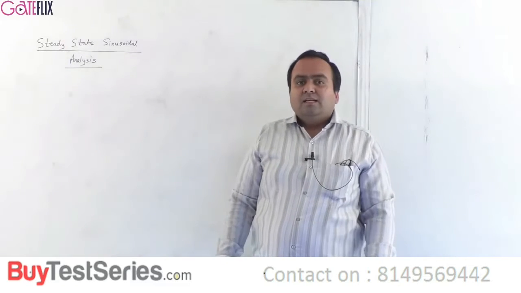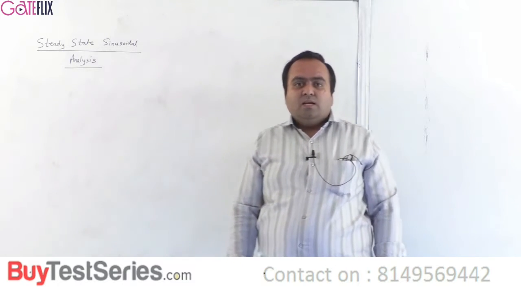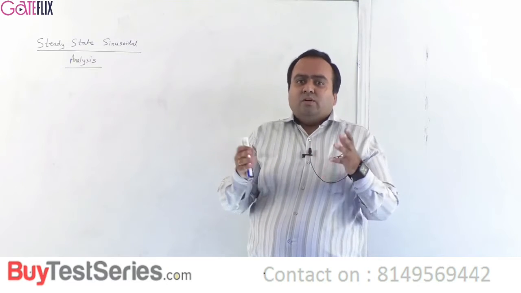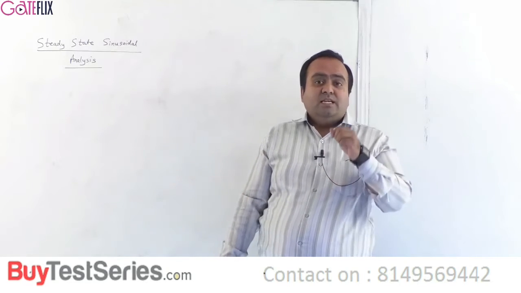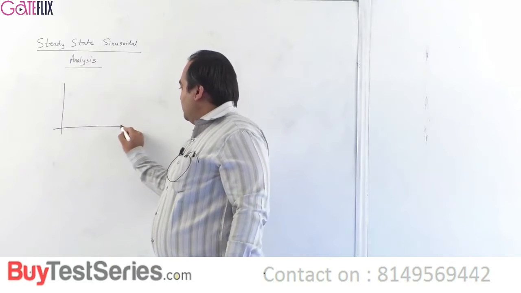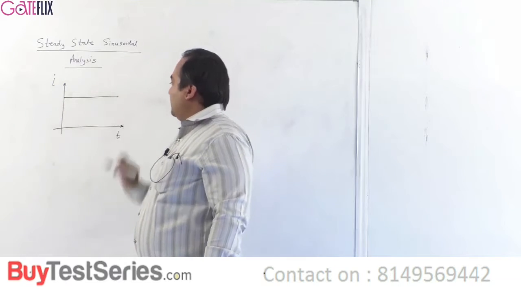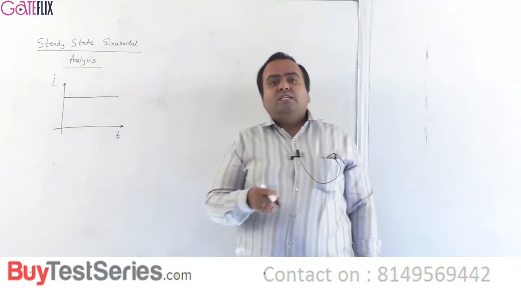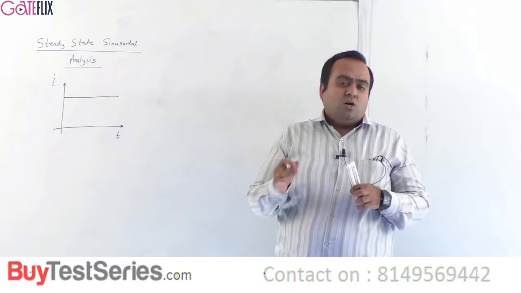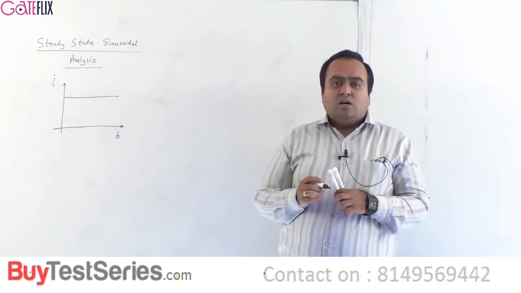Hello everyone. The next topic that we have to start is the steady state sinusoidal analysis. Now see, till now we have seen that all the currents and voltages that were appearing in the circuit were DC in nature. So a DC voltage or current, say this is time and this is some current, is like this. So every voltage and current that we came across till now was DC in nature, or a unidirectional voltage or current, as you may call it.